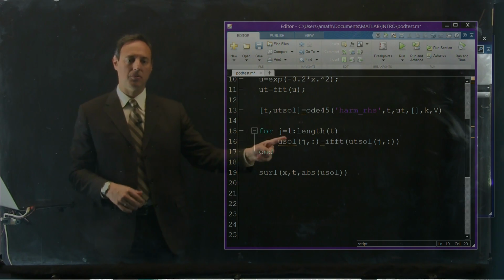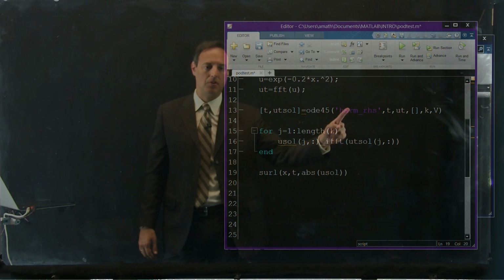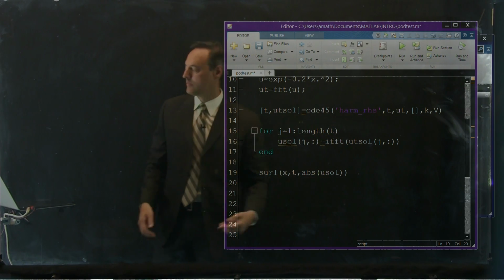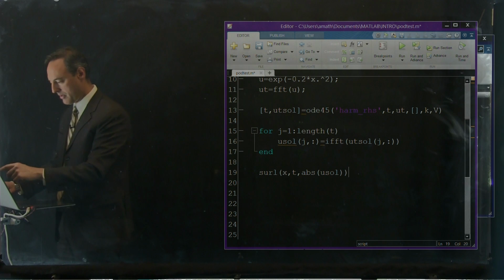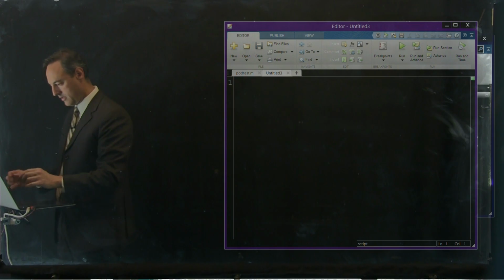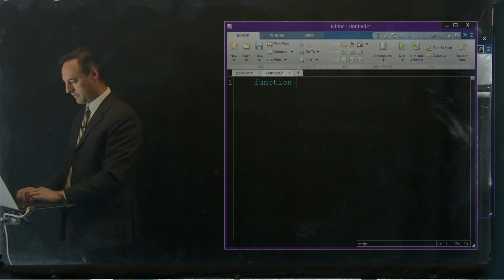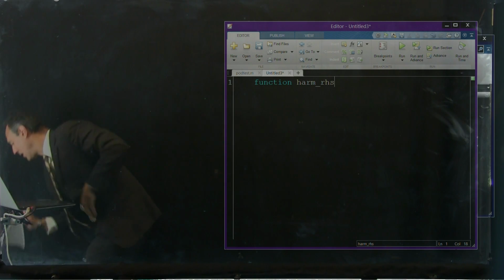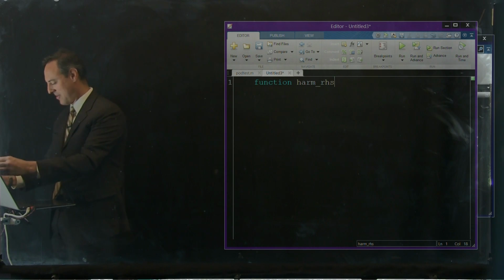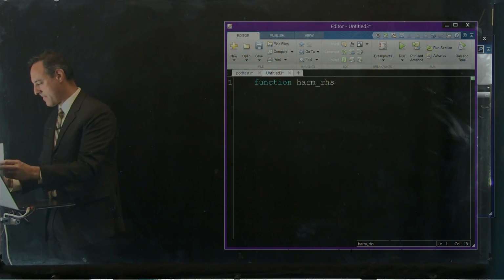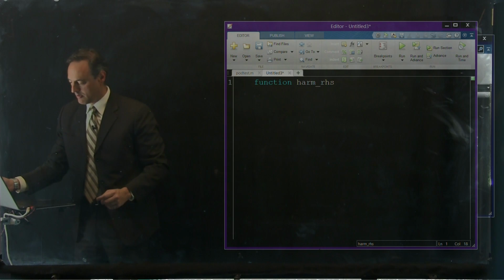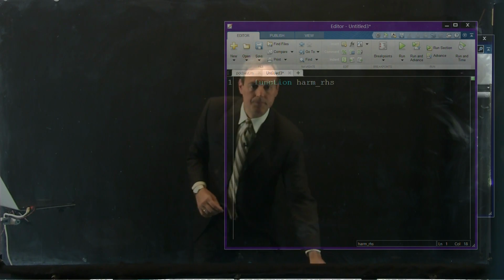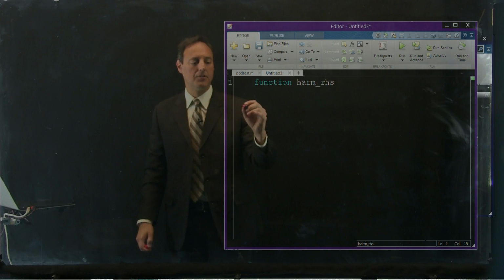So now what we have to do is still create one other function, which is this harm right-hand side dot m. It's going to call that function. So let's open a new function here. It's going to be a function, harm RHS. And I hope I printed it off, which I probably didn't. But we can very quickly derive it. So let's talk about this. It'll be a nice exercise.